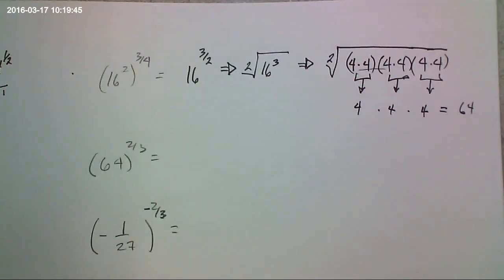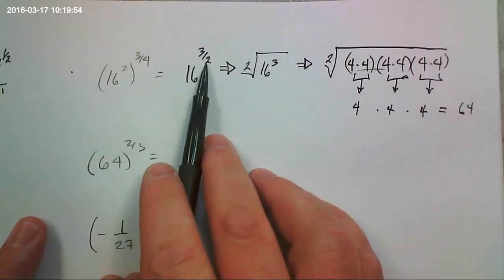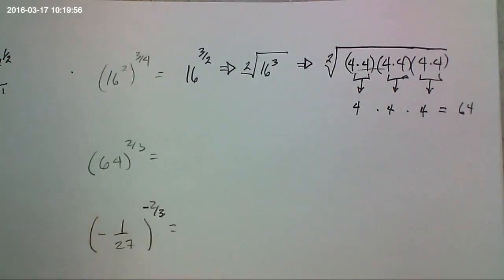Yeah? Yes, sir? How did you get 16 to the power of 0 over 2? I mean, to the power of 3 over 2. Because 2 times 3/4 is 3 over 2.